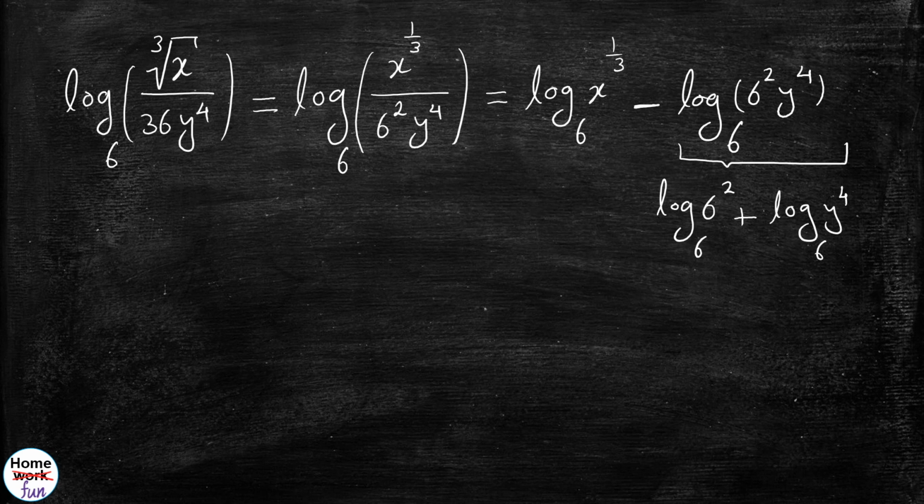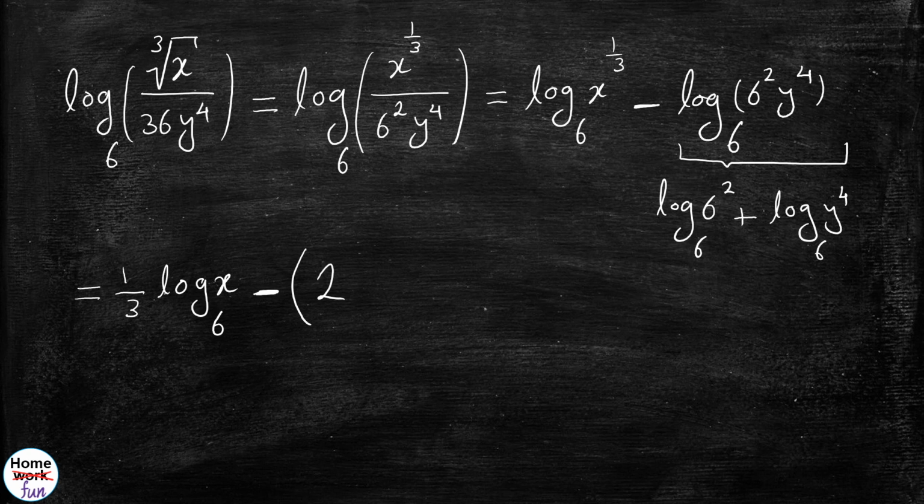So if I write it all in one line, that will be log of x to the power of 1 over 3. I can bring the power to the front of the log, using one of the rules. So it becomes 1 over 3 log of x with the base 6. Now minus, so log of 6 to the power of 2 with the base 6. That will just simplify into 2.